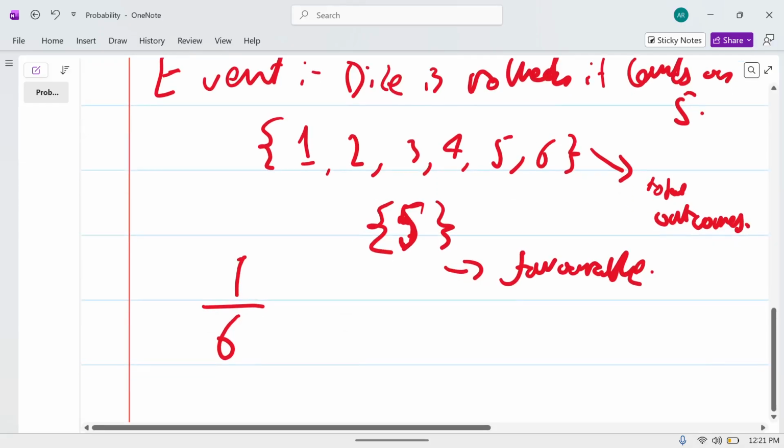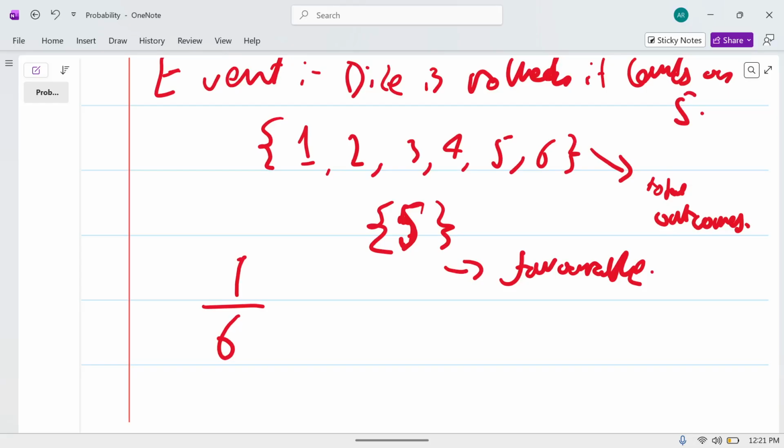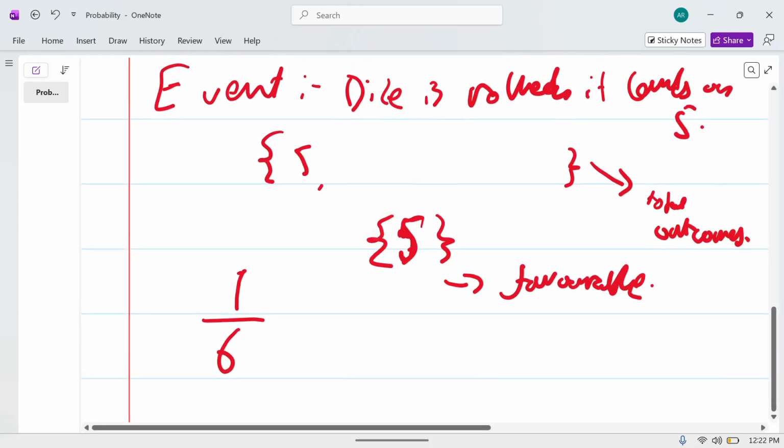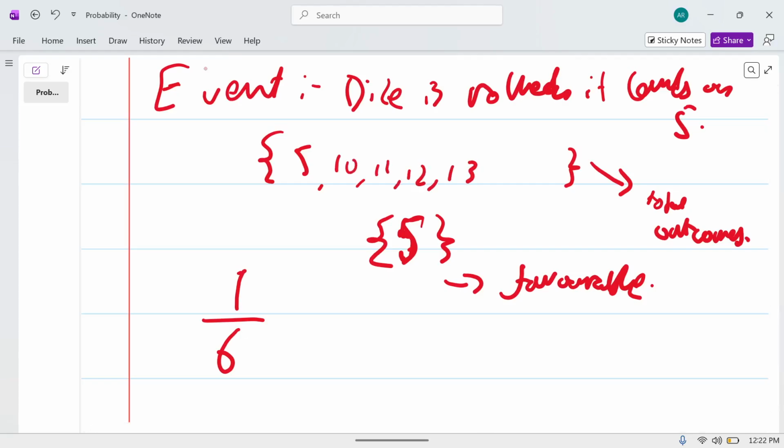Why? Because I'm not asking you to write the numbers directly. I'm asking you to count the outcomes, right? I can literally write A, B, C, D, E, F. I can literally write it that way, right? Because the numbers don't matter. What actually matters is the number of the total outcomes, and the total outcomes in this case are 6. Let's say the dice didn't have these numbers. It instead had 5, 10, 11, 12, 13, or 20.